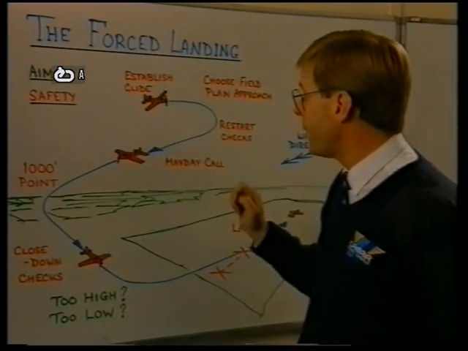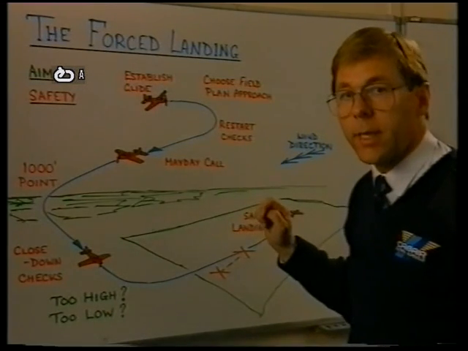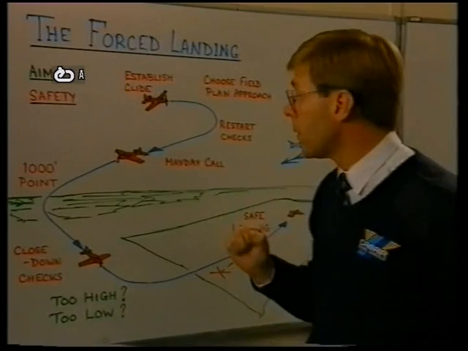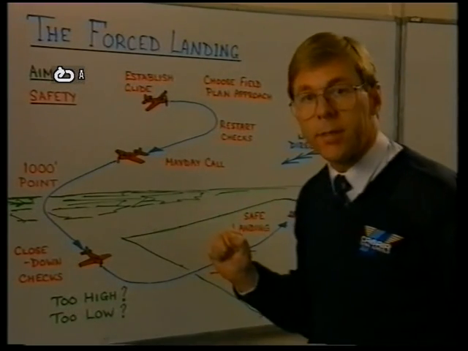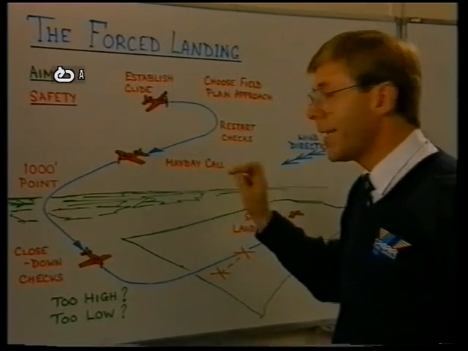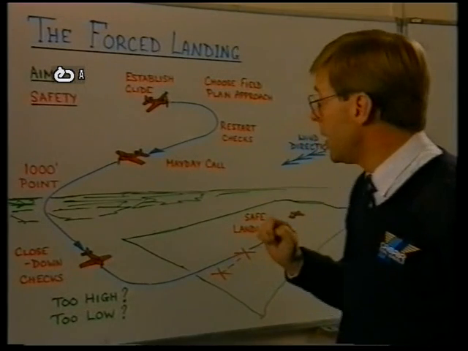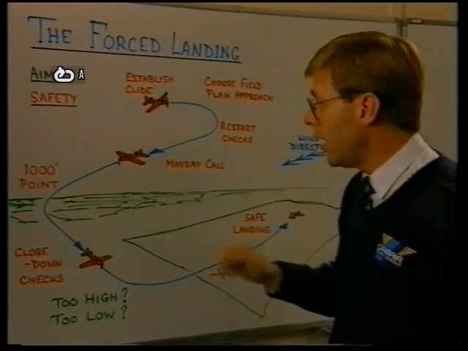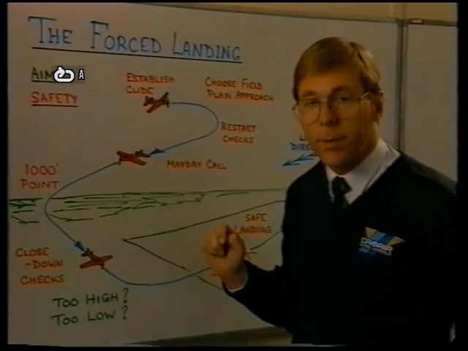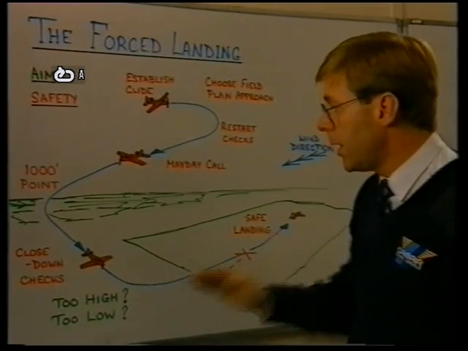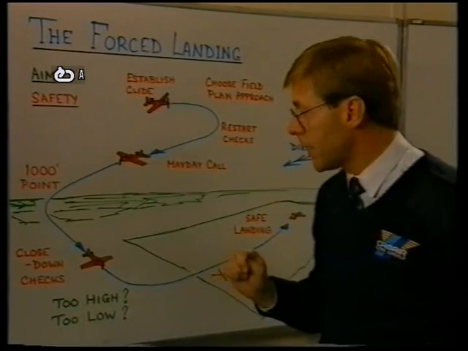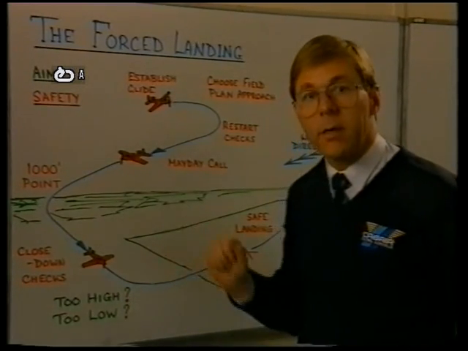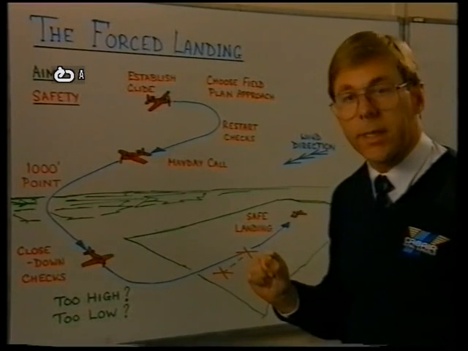On the downwind leg of the field, probably starting at around about 2,000 feet, go through the restart checks, see if you can find the cause of failure, and restart the engine. Make the mayday call, clearly, sensibly, so that air traffic control can get the facilities to you in time. As you reach about this point, approximately 1,000 feet above ground level, you'll be just approaching the beginning of the base leg. Then it's time to do the shutdown checks, make the aircraft safe and secure for the eventual touchdown.